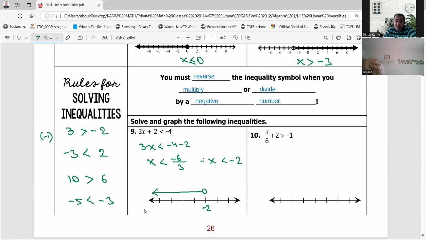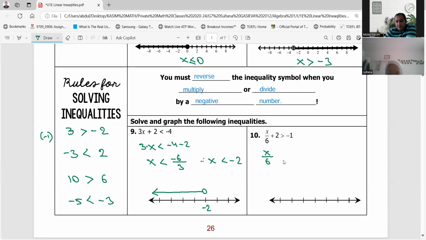Move 2 to the right-hand side and multiply both sides by 6. Try it. Okay, so in my notebook, you can tell me first. In the first step, what do we do? We move 2 to the right-hand side, yeah.